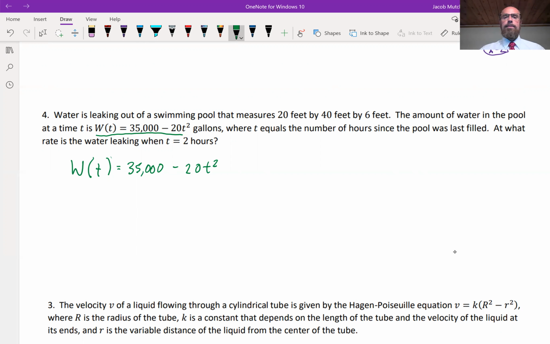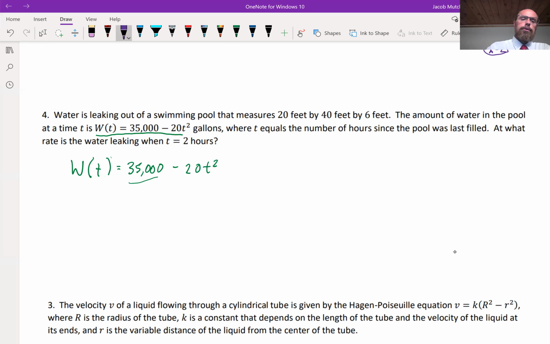And that's when the time is 0. Everything past time 0 is going to subtract from that 35,000. So the way the function is written is with the idea in mind that the water is somehow escaping the pool. It's leaking out of the pool. So the way that we would find the rate at which it's leaking is really to apply the idea of a derivative. So I'm going to take the derivative of this water function.